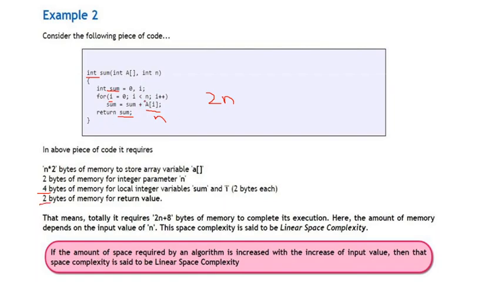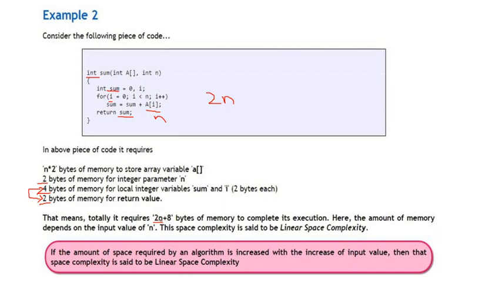Okay, and n is 2 bytes. So what will be the answer for this? That means totally the required is 2n plus 4 2s are 8, 8 bytes of memory to complete its execution. So what is the total time taken? 2n plus 8. Whatever the n value will be, that will be multiplied. If here the n value is 2, so 2 2s are 4, 4 plus 8 is 12. So our time is 12.